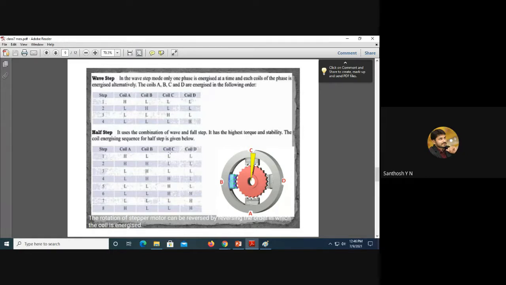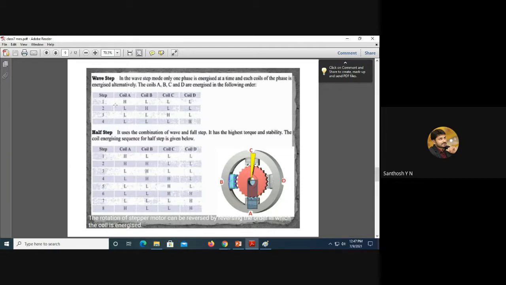Now the wave step. The wave step is the same as full step, but here we are not energizing two coils at the same time, only a single coil. In the wave step mode, only one phase is energized at a time, and each coil of the phase is energized alternatively. The coils A, B, C and D are energized in the following order. If you observe, coil A is energized here in phase 1. Coil B is not energized. Coil C and coil D are not energized here. Therefore the motor will be rotated only towards A.